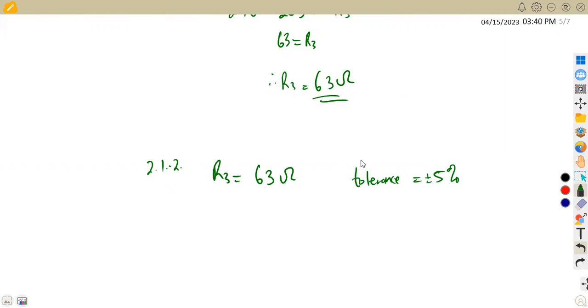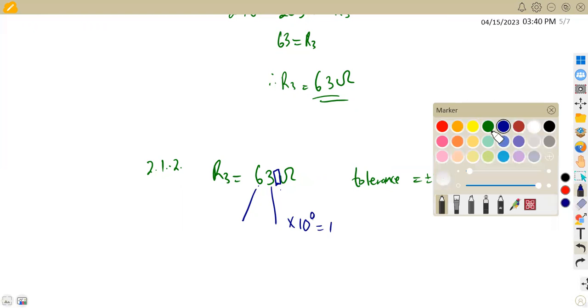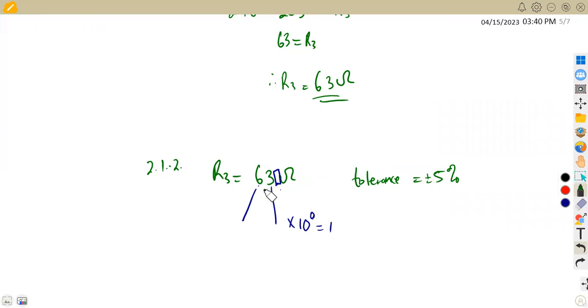So remember, on your color coding, this is going to be the first digit, the second digit, then the multiplier. In this case for us to obtain 63, it means we were multiplying by 10 to the exponent of what? Of a 0, which is equivalent to 1. 10 to the power of a 0. So in this case, our first digit is 6, which corresponds to which color? This 6, which is the first digit, is a blue. So remember, 6, that's a blue.